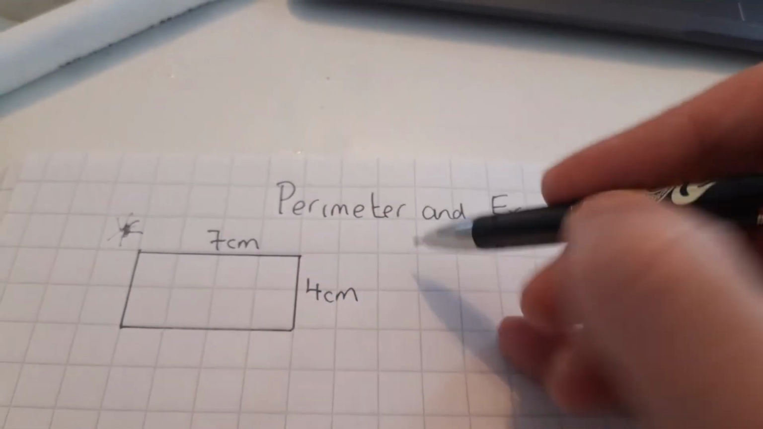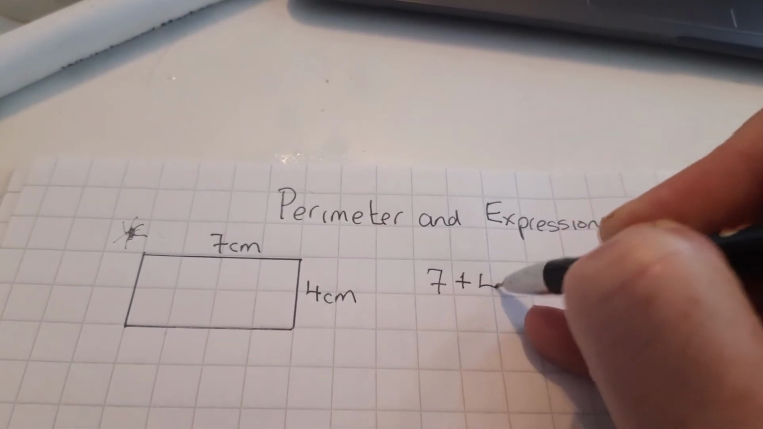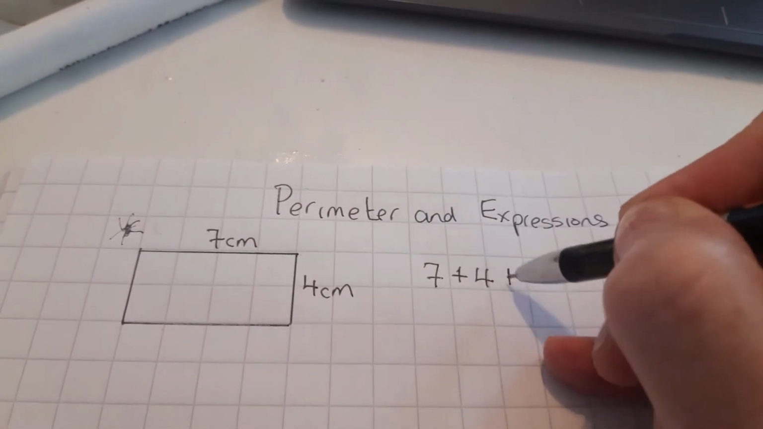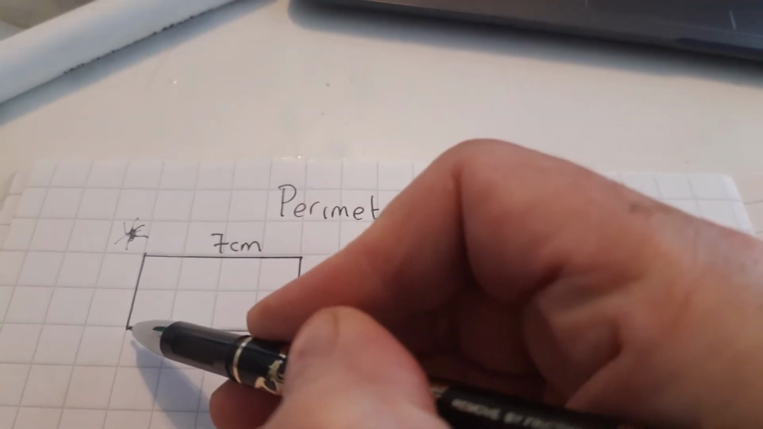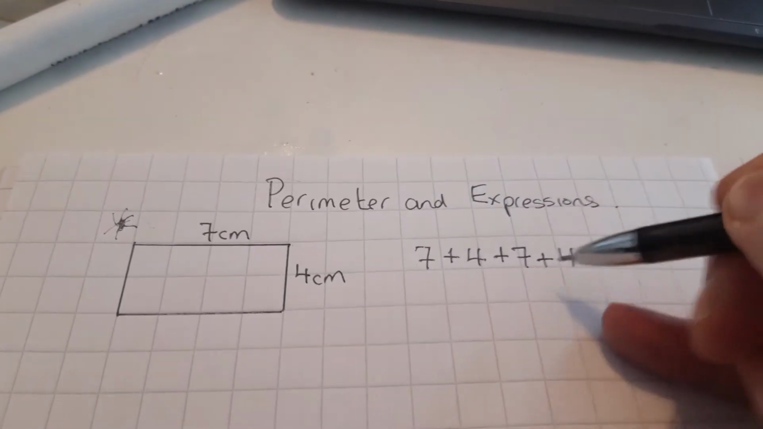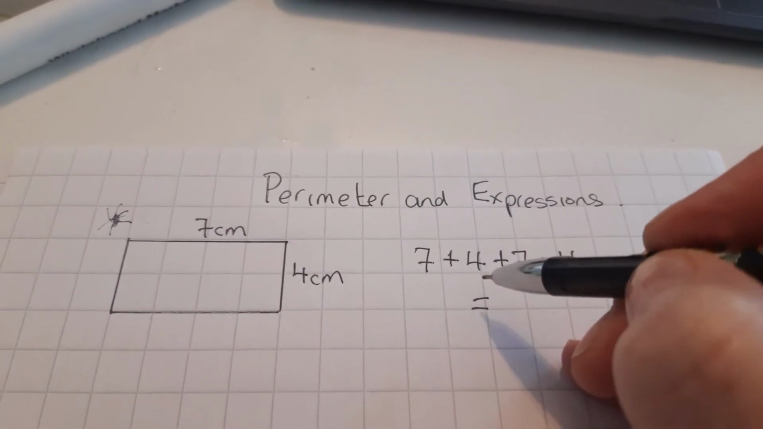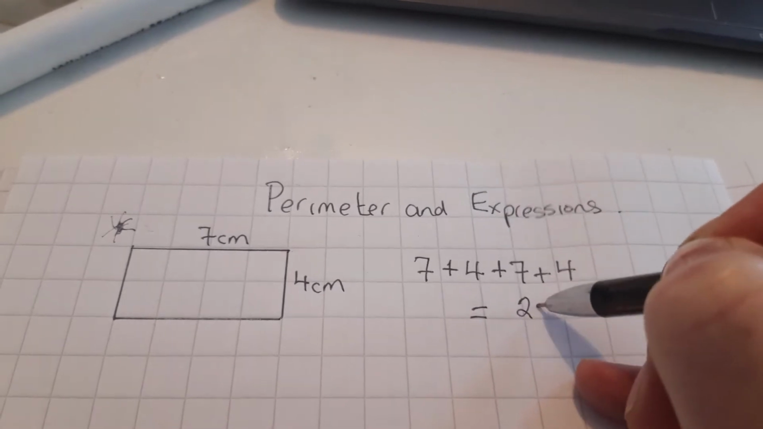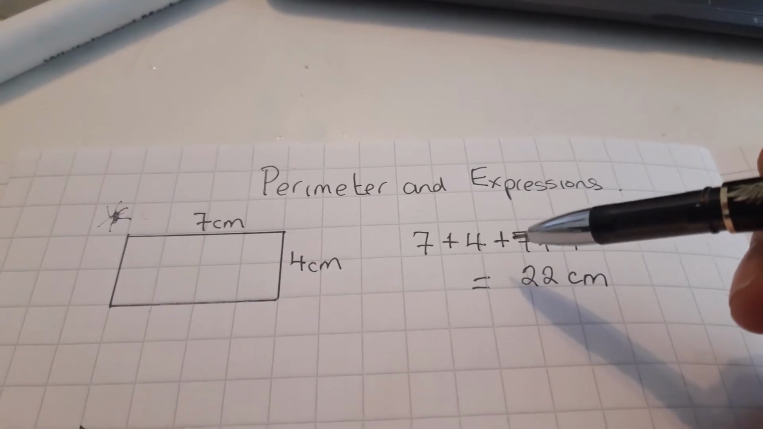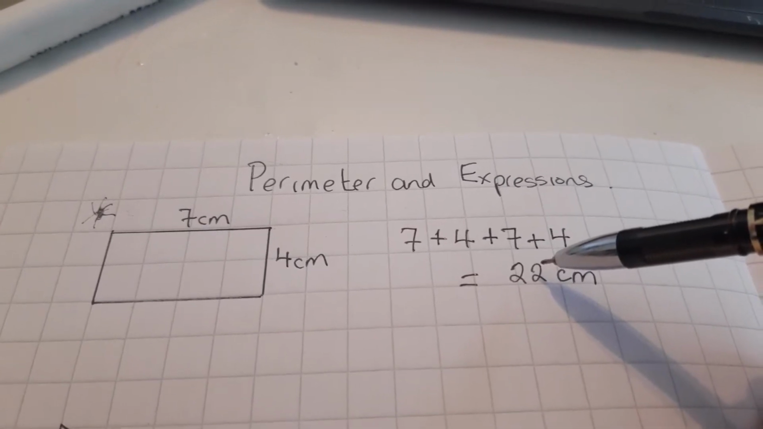So you would go along, and that's 7. Then you add the 4, and you've got here. Along here is obviously 7 because it's a rectangle, so you add another 7. Got here. To get back to the start, you add another 4. And that will give us the perimeter. Now, because these are numbers and we can add them all together, we get 22 centimetres. Now, you'll see later on that we won't be able to add them to make a single number, but we can make it shorter.